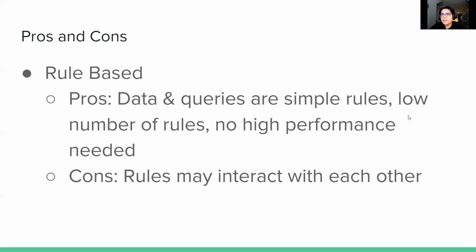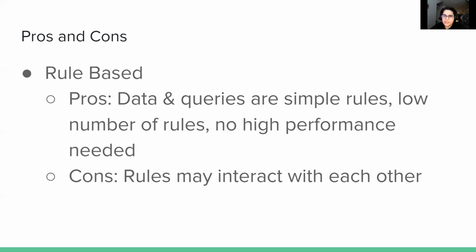So rules-based, some of the pros are the data queries are pretty simple. It's simply what color is this letter to narrow down the word list. There's also a pretty low number of rules. There's only so many colors. There's like 3. And then there's no high performance needed.